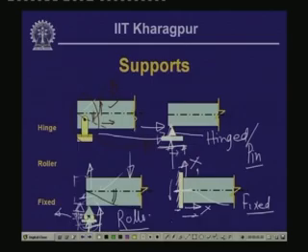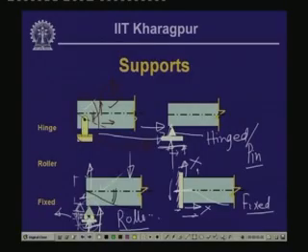Now, when these three motions are restricted, naturally corresponding to all these three motions we will have reactive forces. Since the vertical motion is constrained, there will be a vertical reaction. Since the horizontal movement is constrained, there will be a horizontal reaction. And since the rotation also is constrained, whereas earlier it was allowed to rotate, now it has to be held back. So, there will be a couple or a moment acting at the support.